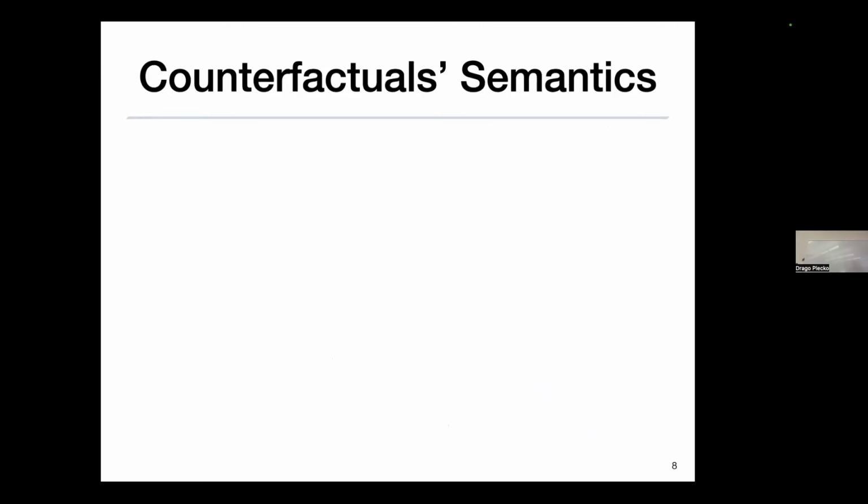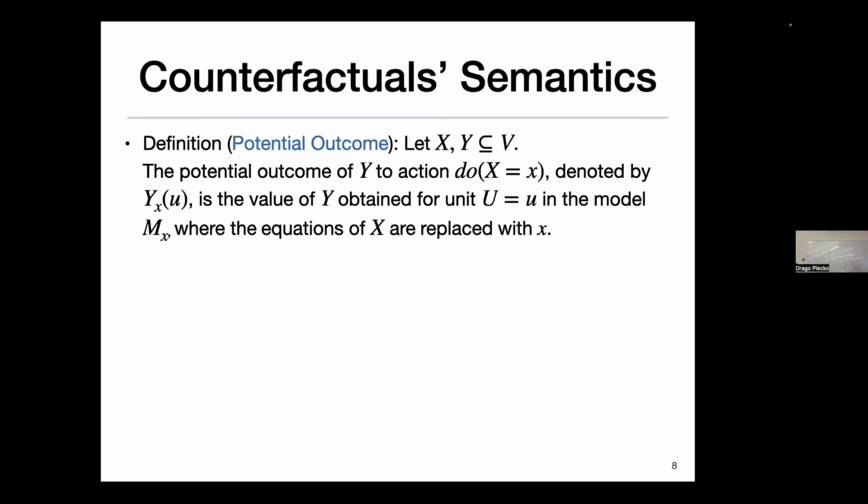Now we have introduced the two key building blocks, the SCM and the causal diagram. We now want to say a bit about how these notions will be useful when thinking about issues of health equity. To begin with, I want to talk about the notion of a counterfactual. I'm going to first give you the definition of what is called the potential outcome, and explain how you can think about potential outcomes.